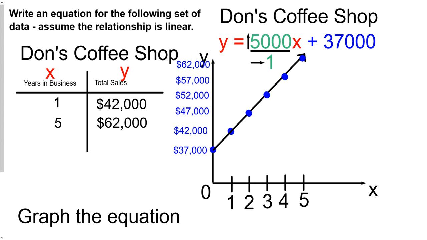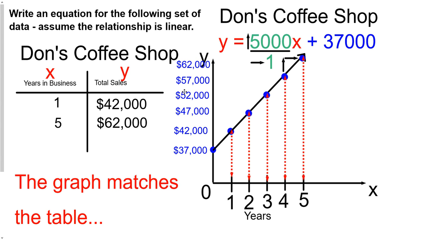And I want you to take a look at a couple of things here. You can see that these dots are lined right up over the years. Okay? And so the graph matches the table data here. Here's 1 year in the table, and here's 1 year on the graph. And if we ran that 1 year up on the graph, it hits this dot, and then we could go out to the left to see where it hits on the y-axis, and it's at 42,000, which is right here on the table. Same thing's happening here with the 5-year mark on the graph and the table here. Okay, so the graph matches the table.